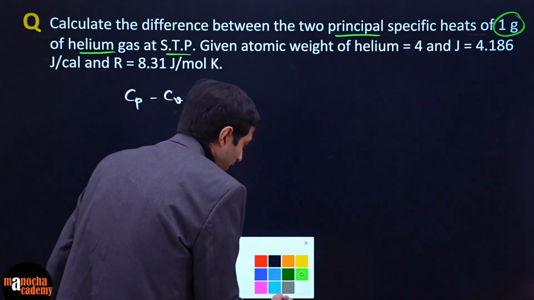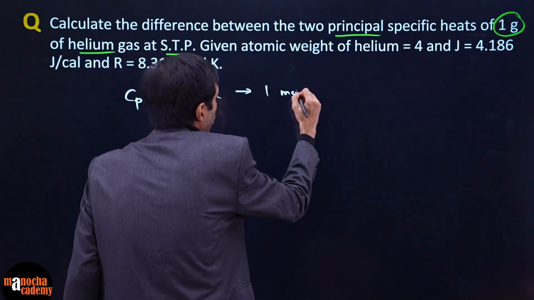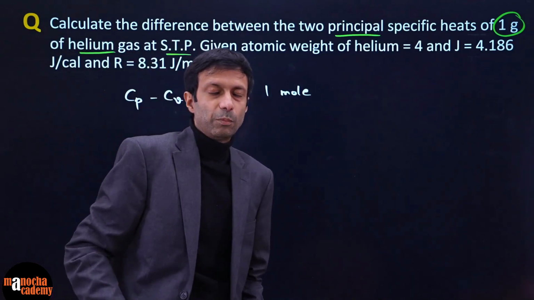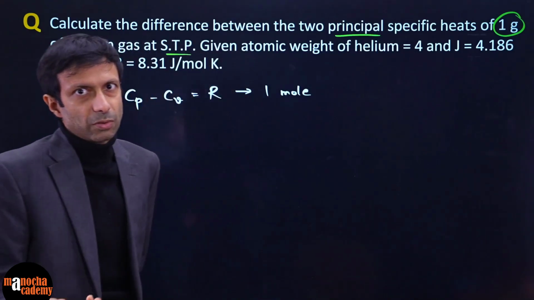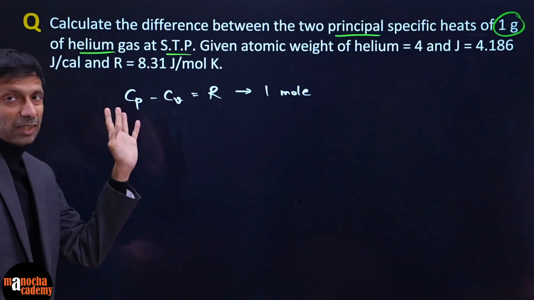So please remember this very important concept this question is teaching you. This is for 1 mole. 1 mole means Avogadro number, right? You guys know what is 1 mole? Avogadro number of molecules, or atoms. So here we are talking about helium, which is monoatomic. So Cp minus Cv is R.